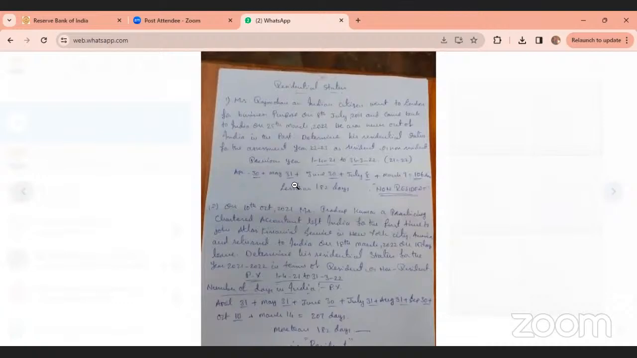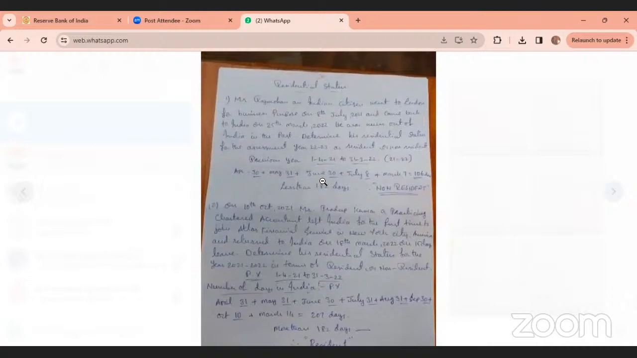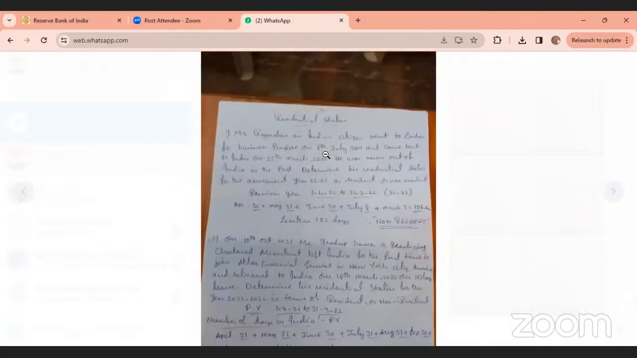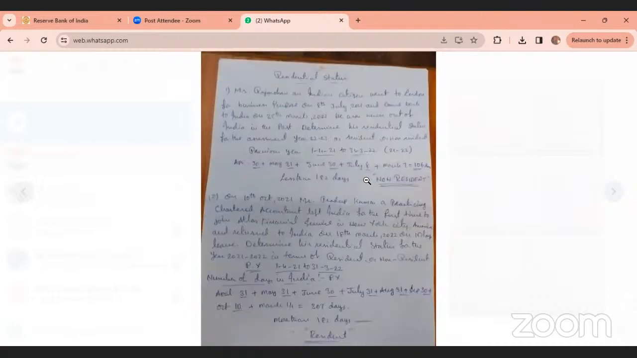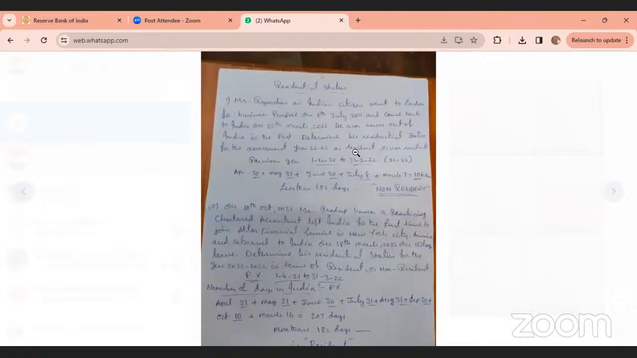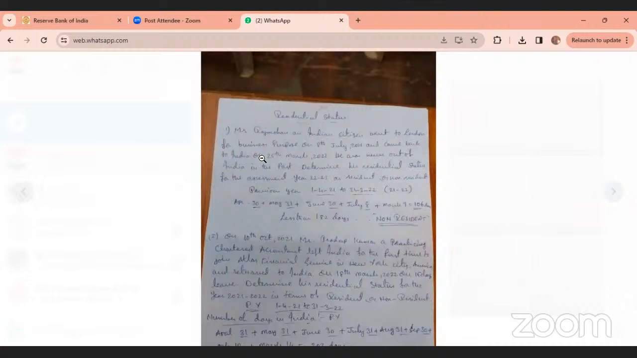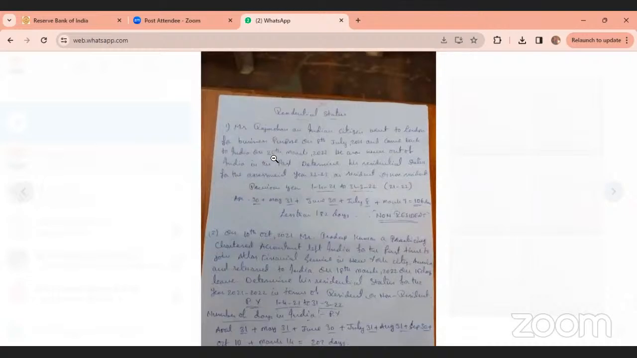30 days. May 31. Next, June 30 days. July, how many days did he stay in India? Only 8 days. That is the reason you take 8 days here. Again, he came back to India on 25th March 2022. See the date, 25th March 2022.